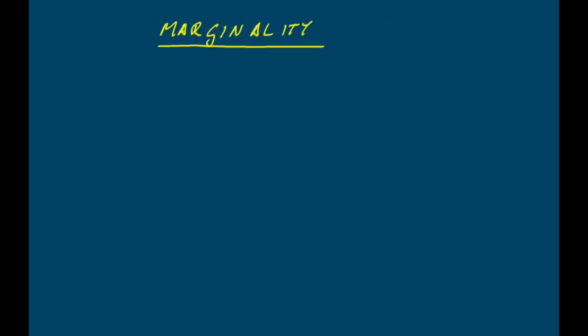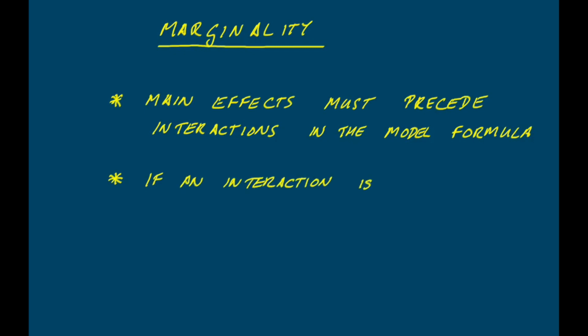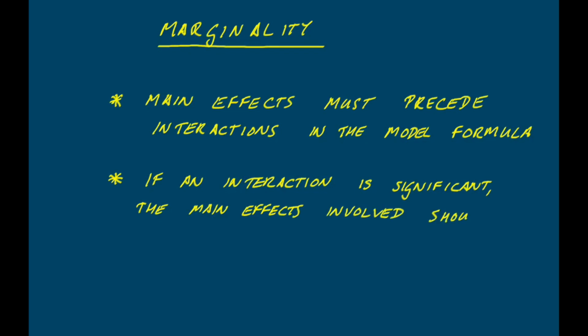Next up, we have this thing called marginality. Marginality simply means that if you've got an interaction term in a model, you've really got to include the main effects in the model as well. So first of all, the main effects have got to come before the interaction terms in your model formula. Secondly, if you do have a statistically significant interaction term, then the main effects for the terms that are in the interaction term should be retained in the model. You can't have a model that's just an interaction term. You need the main effects also included in the model.